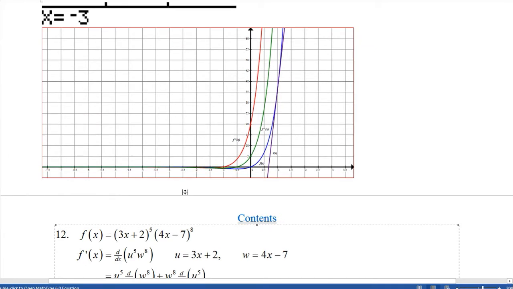Well, it's actually easier to see what's going on if we do a couple of substitutions, which we're going to have to do at least in our head eventually. So 3x plus 2, let's let that be u, and let's let 4x minus 7 be w. And this becomes then the derivative of u to the 5th times w to the 8th.